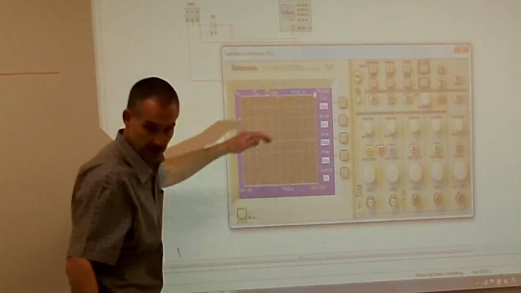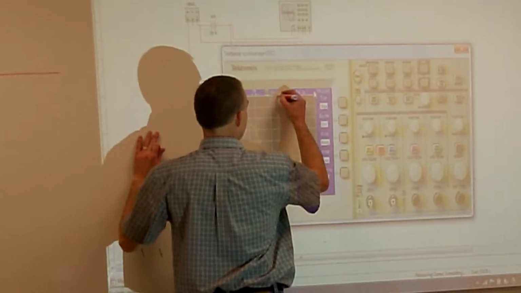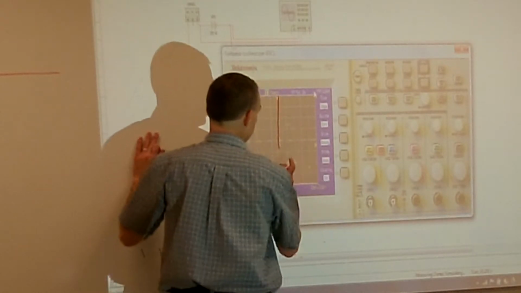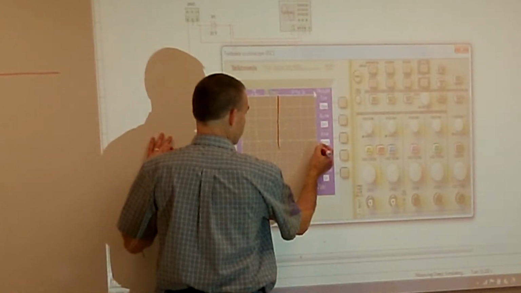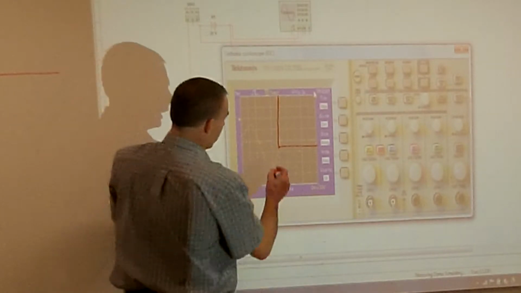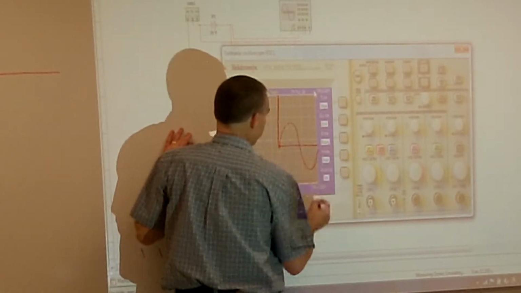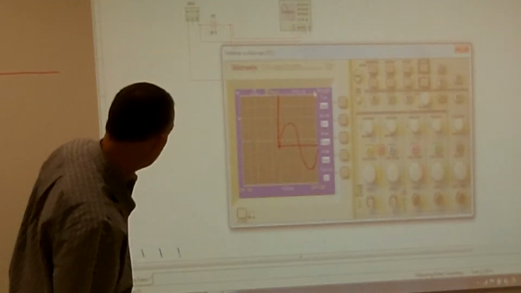And then I have another arrow right here. This arrow indicates where the start of my cycle is. And then here's my trigger level. So right where those two intersect, that's where the signal is going to start to trigger. That's right where it starts to draw the sine wave. Right where those two crosshairs are, that's the beginning of my signal.